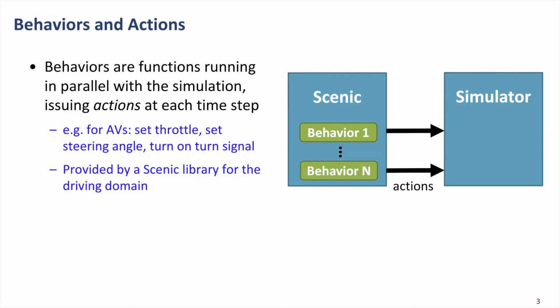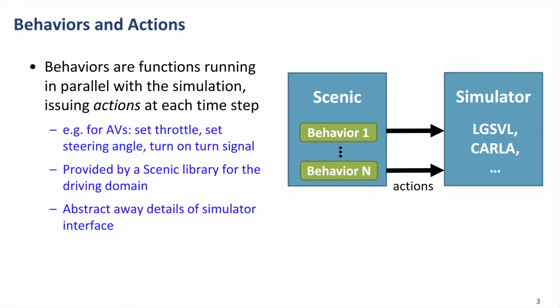So for instance, our generic driving model, which works in a number of simulators like Carla and LGSVL, as we'll see later, defines generic actions like throttle, braking, and so forth, which can then be implemented in specific simulator interfaces. So you can actually write a Scenic program that defines a driving scenario once and then use that in multiple different driving simulators. And as I just said, this allows you to basically abstract away details of how the interface works. So you can have multiple simulators use the same generic Scenic program.